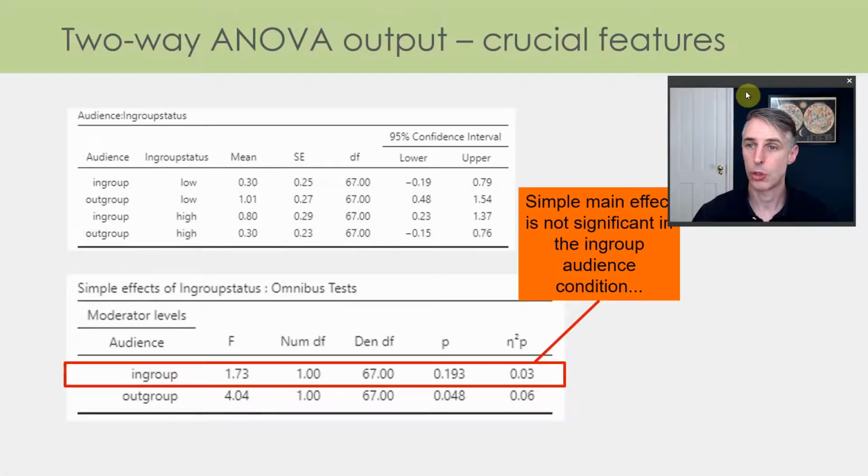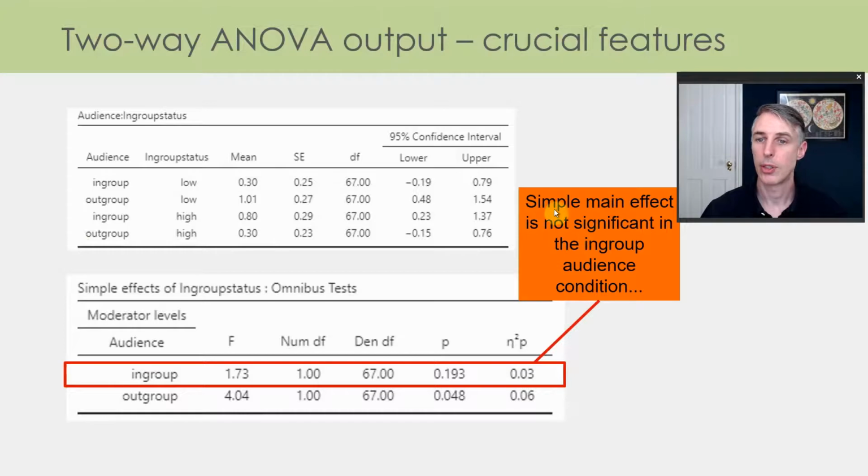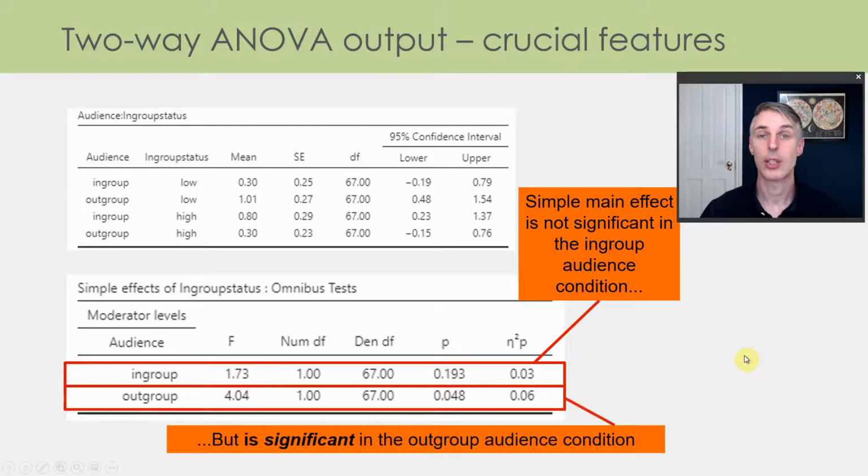What that is showing, fairly basically, is that the simple main effect of status is not significant in the in-group audience condition. So there's our F, our numerator and denominator degrees of freedom, and our p-value. But it is significant in the out-group audience condition, in line with that prediction. So there's our F, our numerator and denominator degrees of freedom, and our p-value. So the effect of status is significant in the out-group audience condition, but not in the in-group audience condition.